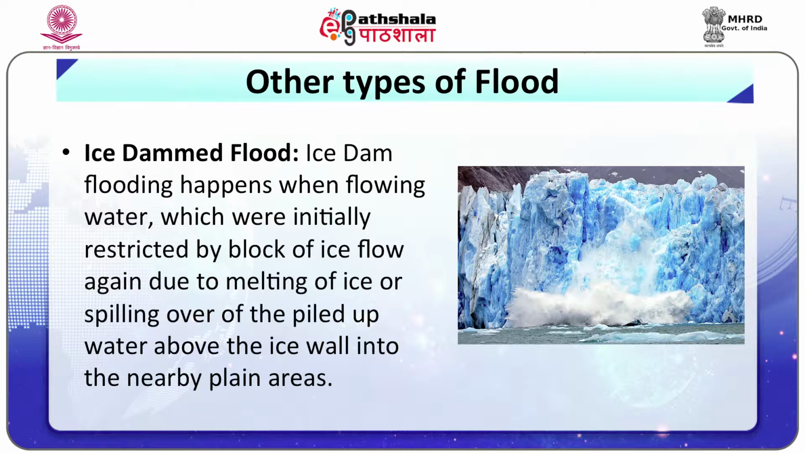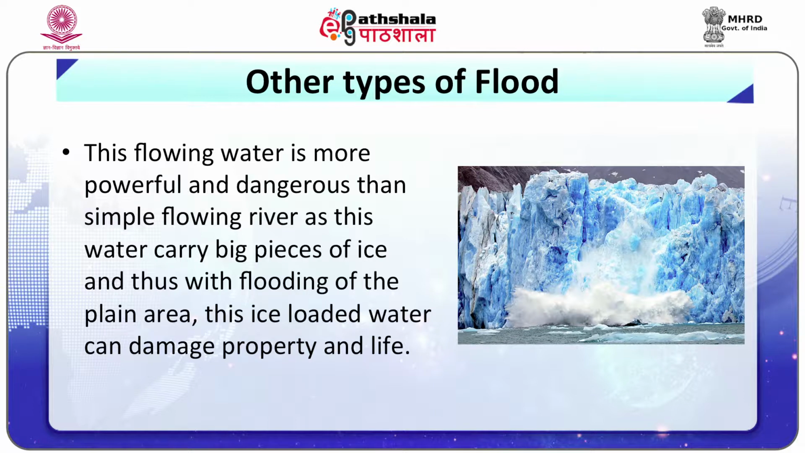There are some other types of floods which we are going to discuss, which are ice dam floods. Now, ice dam flooding happens when flowing water which was initially restricted by a block of ice flows again due to melting of ice or spilling over of the piled up water above the ice wall into nearby plain areas. This flowing water is more powerful and dangerous than a simple flowing river, as this water carries big pieces of ice, and thus with flooding of the plain area, this ice loaded water can damage property and life.